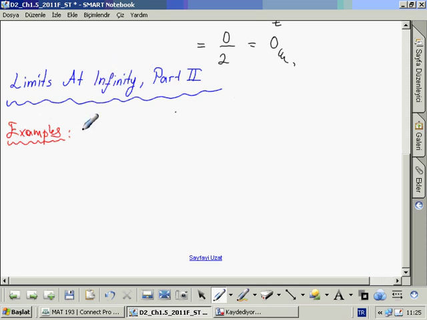Evaluate each of the following limits. The first one, the limit as x goes to infinity of e to the power of x, the limit as x goes to minus infinity of e to the power of x, the limit as x goes to plus infinity of e to the power of minus x, and the limit as x goes to minus infinity of e to the power of minus x.